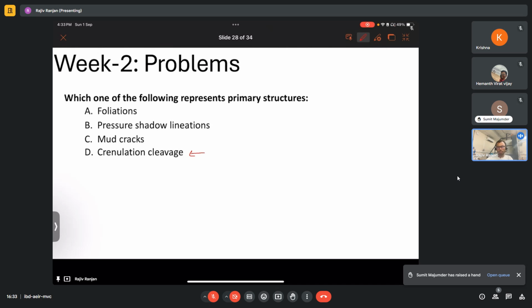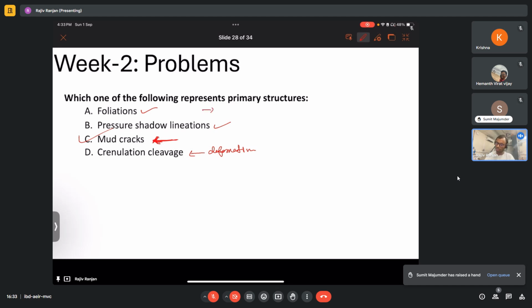We know granulation cleavage, we learned a lot. Granulation cleavage is a result of deformation. This is something we can think of: mud cracks. It's a very natural process, right? This is primary in nature. Pressure shadow forms during deformation. Foliations we generally consider as a result of metamorphic processes. Mud cracks involve no external forces. So this forms naturally, and naturally means primary in nature.